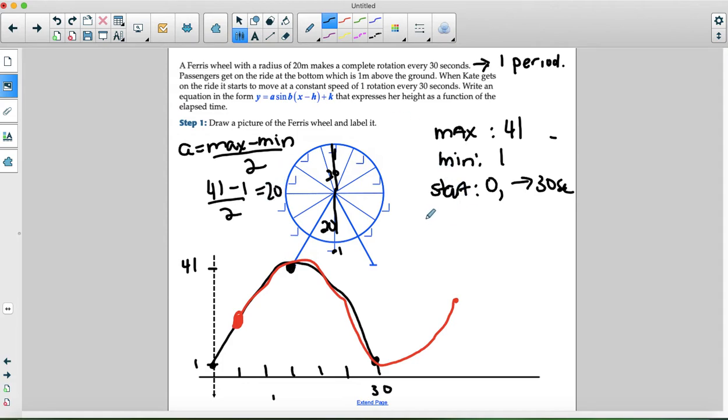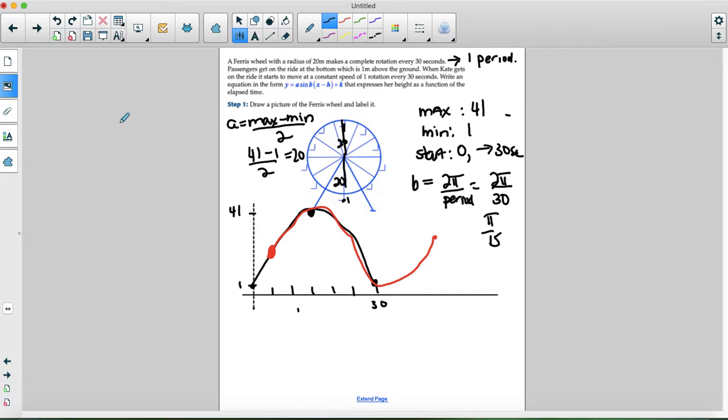Then I need my b. So my b is equal to 2 pi over the period. So we know that 2 pi will always be the number on top. The period will be the 30 seconds. You can reduce this to pi over 15. Great. Now, what do we do to get the h?